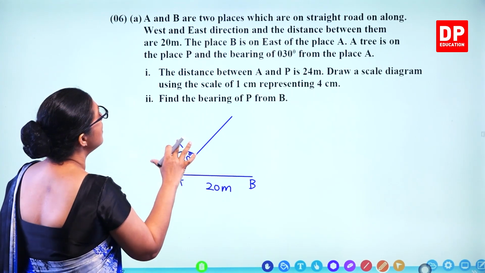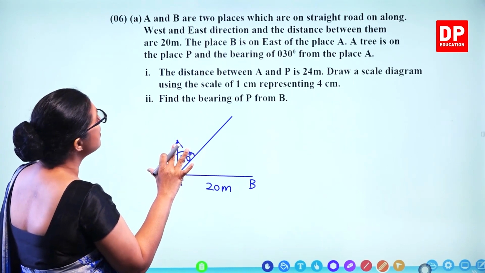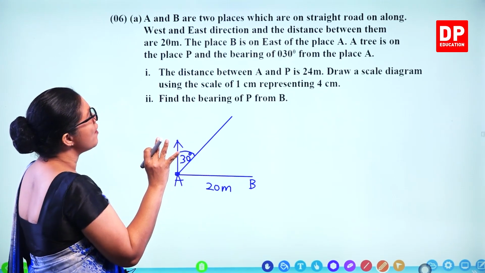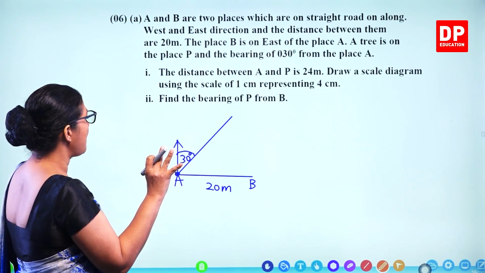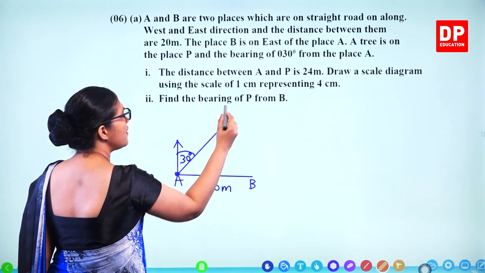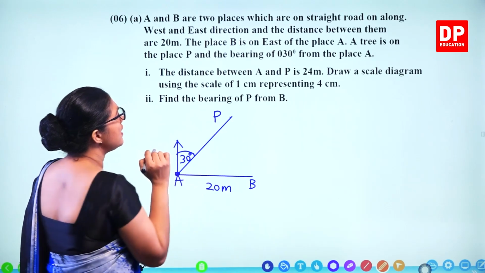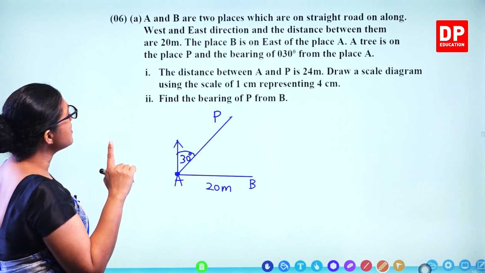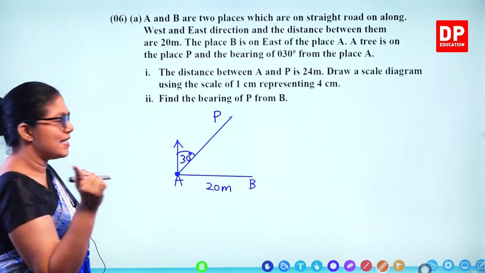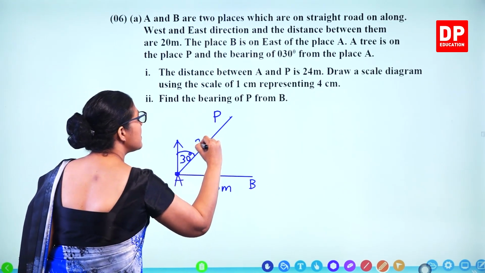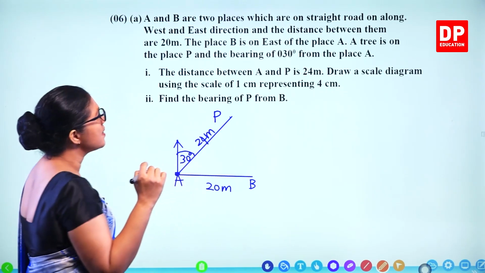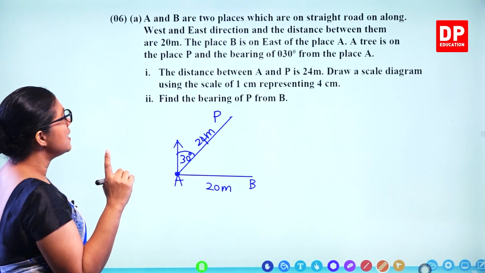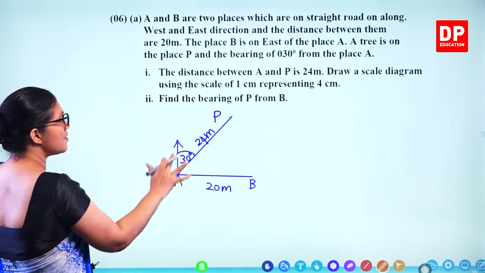So P is there, but the distance is not given. East, a tree is there, place P and the bearing of 30 degrees from the place A. So P is somewhere on this line. It's not mentioned the distance. Now the first part, it says the distance between A and P is 24 meters. Now it's given. This length is 24 meters. So you can mark it. Draw a scale diagram using the scale 1 centimeter is 4 meters. So this is the sketch.